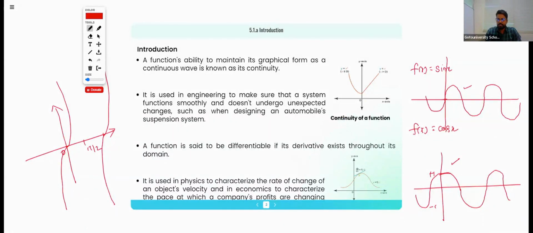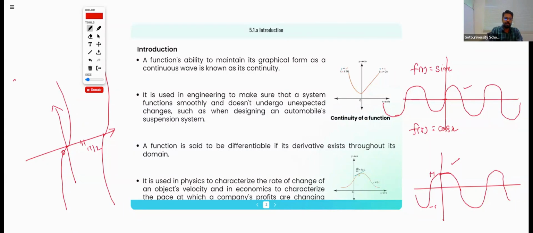So this is a curve which I can draw without lifting my pen or pencil, whichever you're using to draw the curve, right? Whereas the tangent curve cannot be drawn like that, because when we are moving towards 90, or odd multiples of 90, or negative multiples of 90, it goes to infinity, because we know the values of tangent.